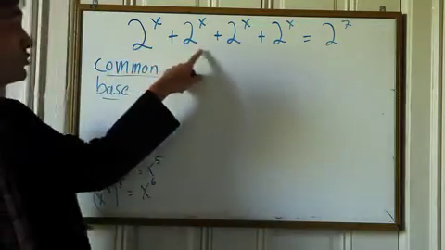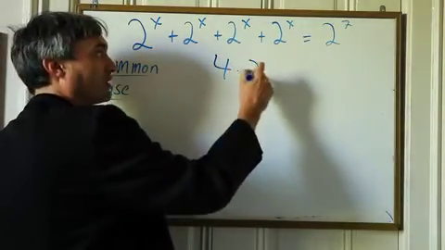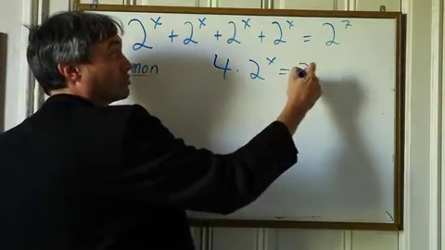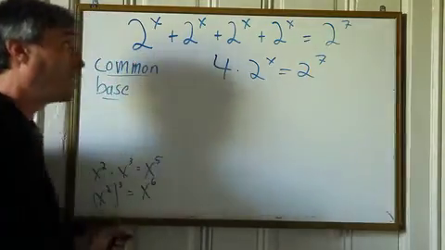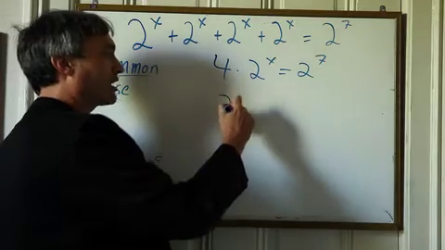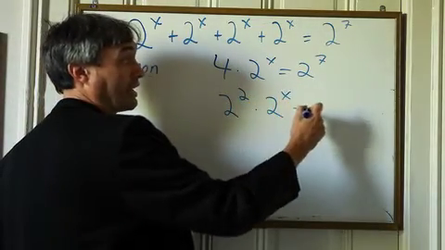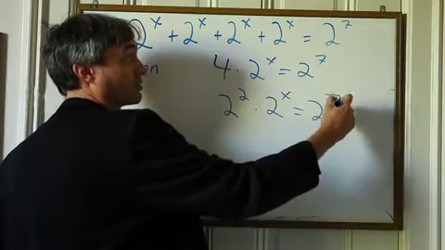Since I have 1, 2, 3, 4 2 to the x's, I could write the left-hand side as 4 times 2 to the x. Now if you think about that number 4, you'll probably remember that 2 times 2 equals 4, so 4 could also be written as 2 squared.